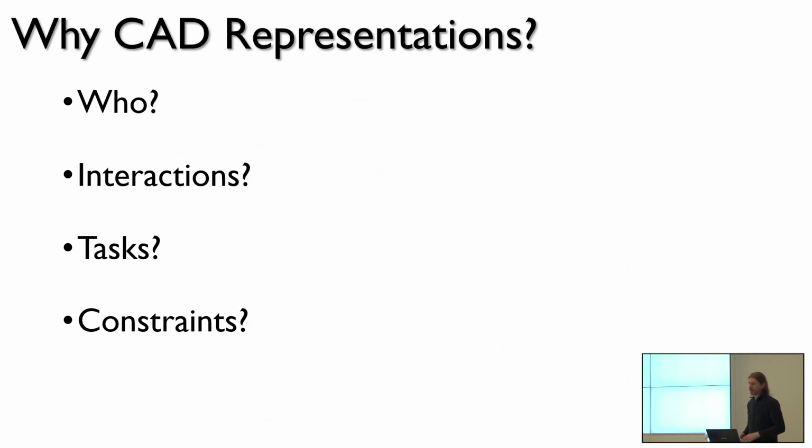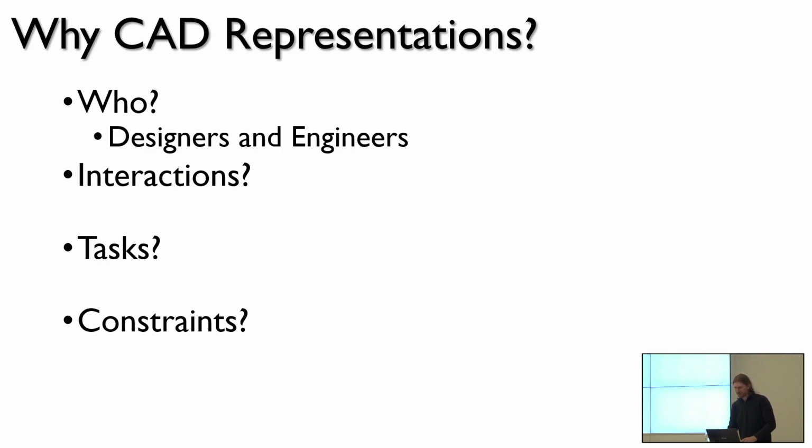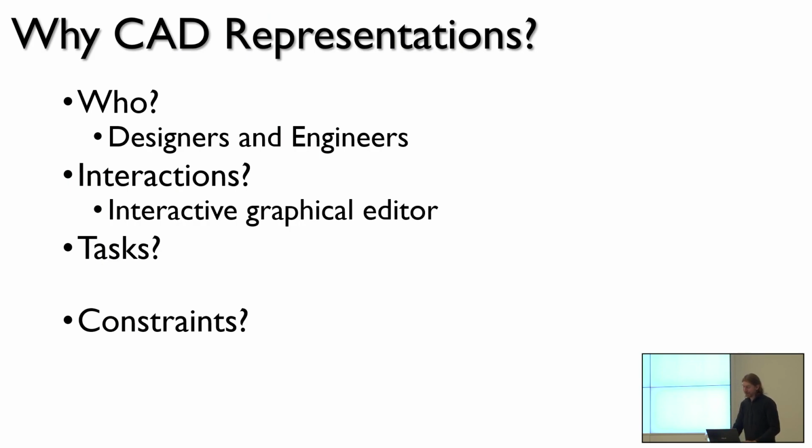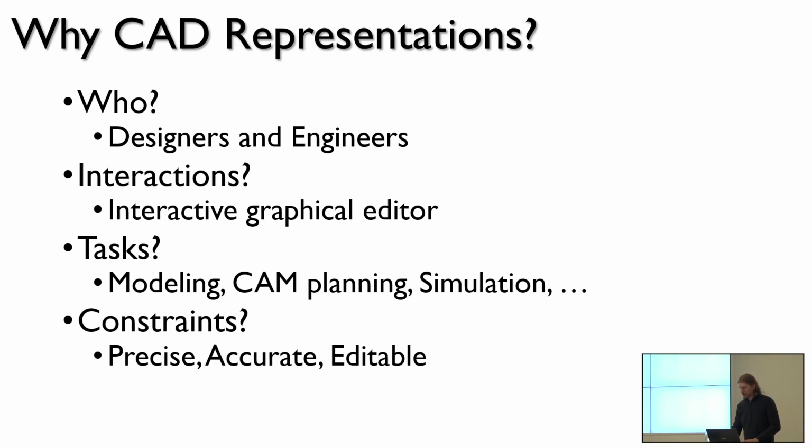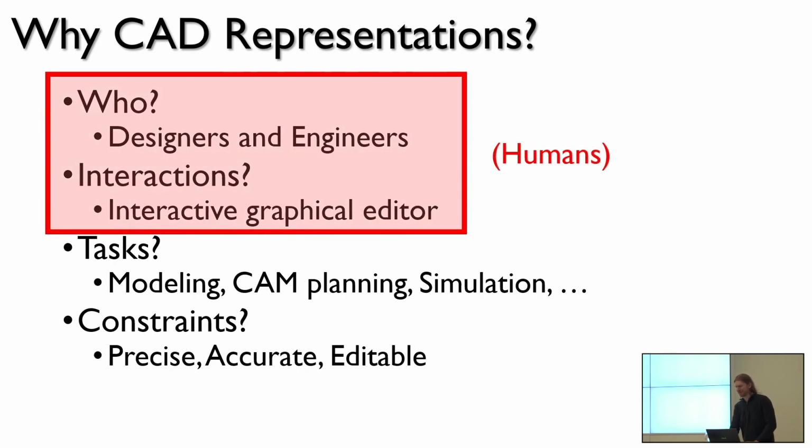So now that we understand CAD representations, let's fit it into our decision criteria for representations. So who? It's built for designers and engineers, and they interact with it using a graphical editor. They use it for modeling, creating manufacturing plans, simulating designs, and a whole host of other technical tasks. And the constraints they really want to enforce are that their designs are precise, accurate, and editable. So looking at the first 2 points of this list, we'll see that there's a representation designed for use by humans with human interaction tools.